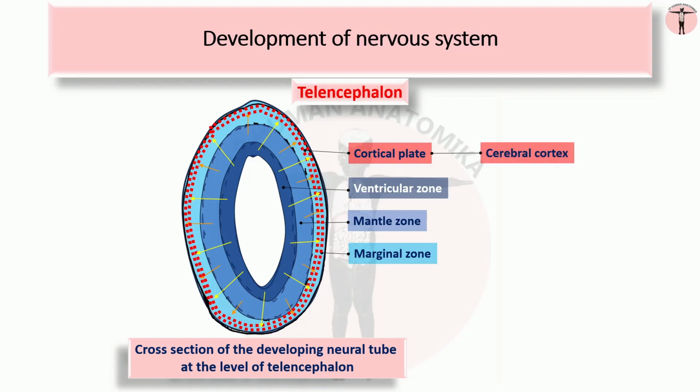The intermediate zone, that is the mantle zone, becomes devoid of neuroblasts and develops into white matter of the cerebral hemispheres. So that is the development of the telencephalon. With this, we have completed the 5 brain vesicles and its derivatives.